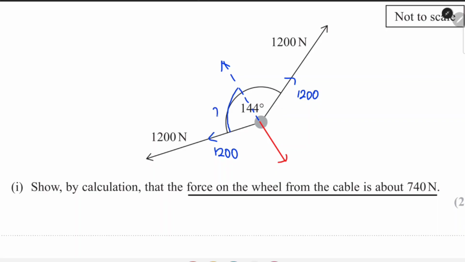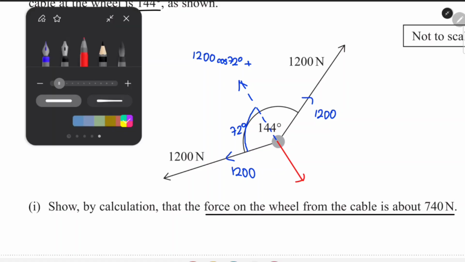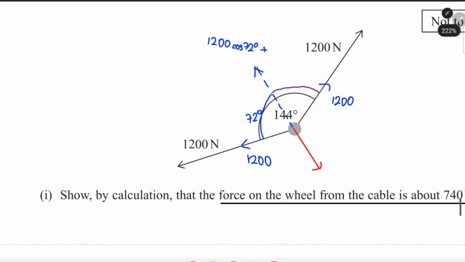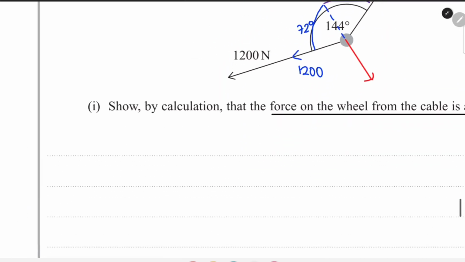The half of 144 degrees is 72 degrees, and since this is adjacent, we get 1200 cos 72 plus, if we look on this side as well, I'll use a different color for this. On this side, this angle is 72 degrees as well. This is 1200 as well. So I get 1200 cos 72. So this is basically 2400 cos 72.